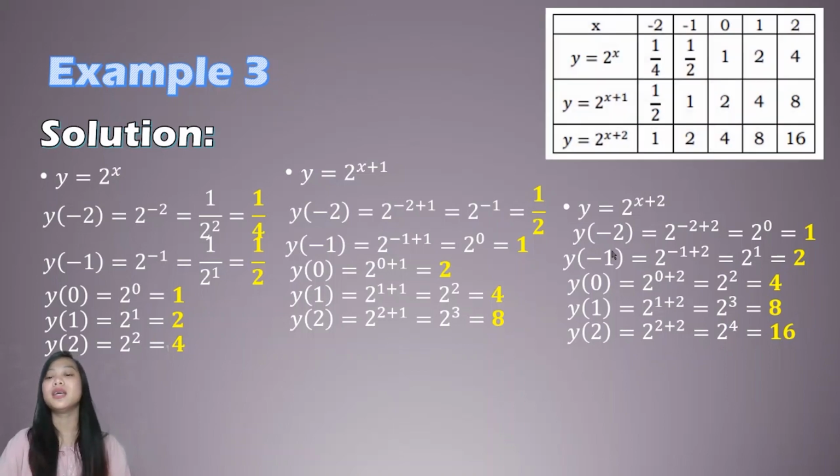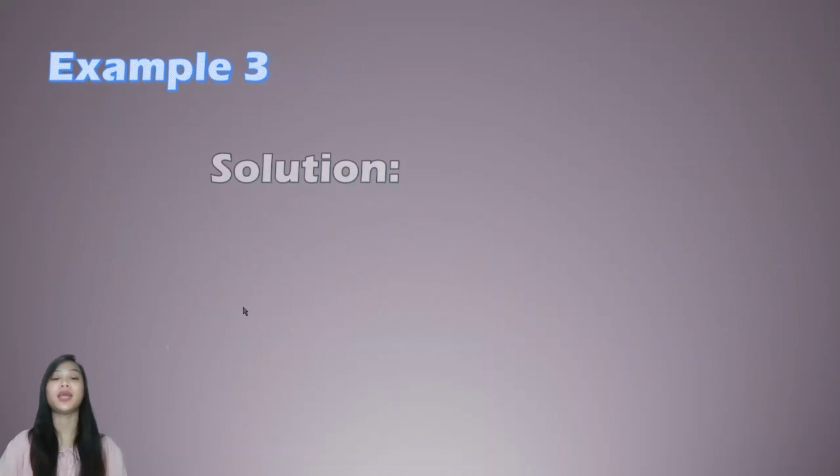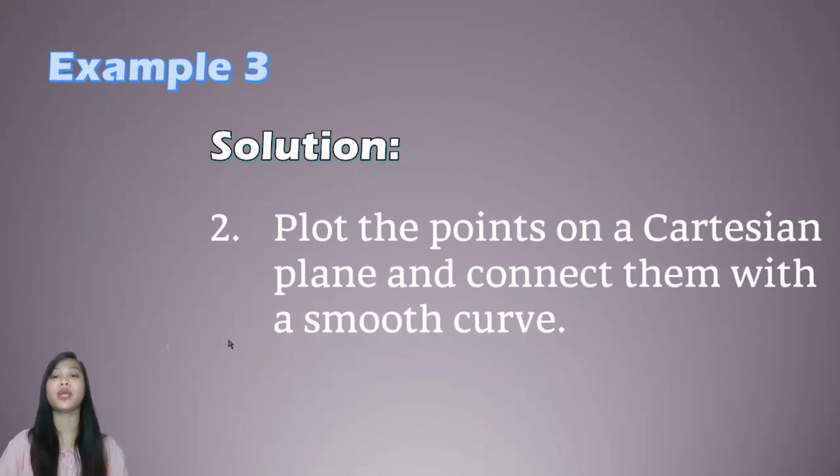So let's write it in this table. We have the range of the first function: 1/4, 1/2, 1, 2, and 4. For our second function, we have 1/2, 1, 2, 4, and 8. And last, we have 1, 2, 4, 8, and 16. This table of values is needed for our second part. Again, we need to plot the points on a Cartesian plane and connect them with a smooth curve. Those points, the ordered pairs, should be plotted in our graph, in our plane.